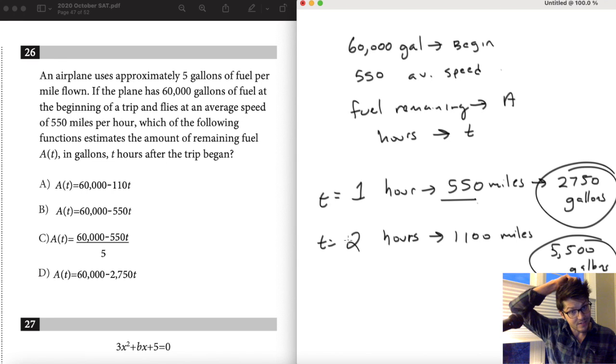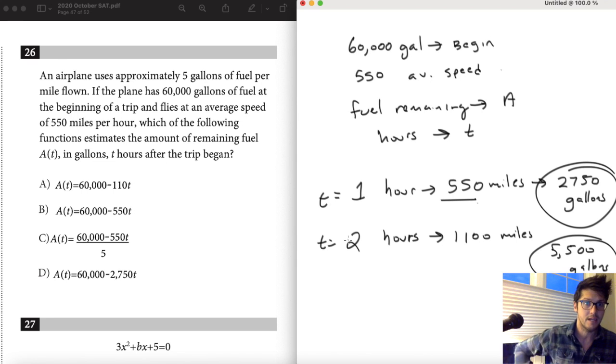That's how many gallons we use. So I should be careful here. Do we want to know how many gallons we have? Yeah. So we don't want to know how many gallons we use, but how many we have left. That's why D is right. You take the 60,000, you subtract what you've already used. 2,750 gallons in 1 hour. Gosh, I misspoke. 2,750 gallons in 1 hour means that if you had 60,000 gallons of fuel at the beginning, you subtract that every hour. Right?